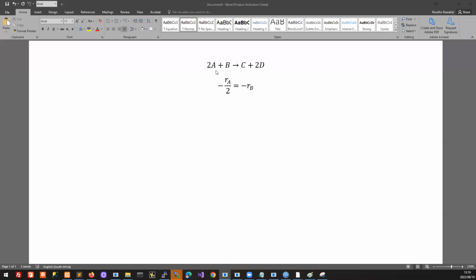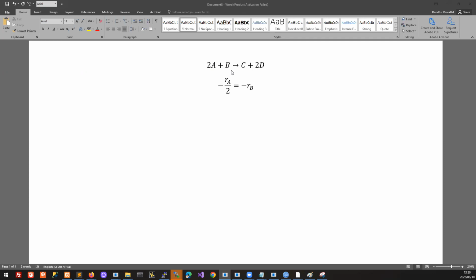When we say we've got twice as much of A as B is being consumed, so that's in terms of amount being converted. In terms of the rate at which B is consumed, you can see here, for every 1 of B, 2 of A are consumed. So that's why minus RB is minus RA over 2.